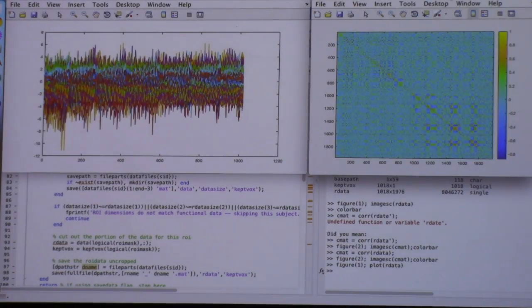Yeah. So what happens if you just z-score or demean within voxel time series? That's what we do. That is what you do.